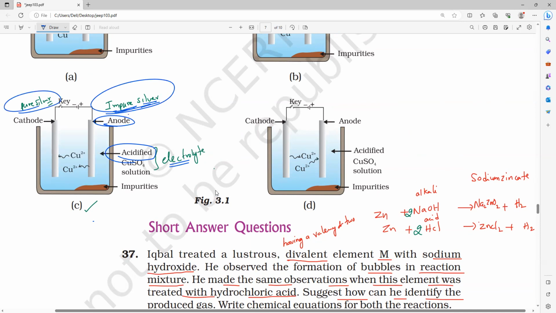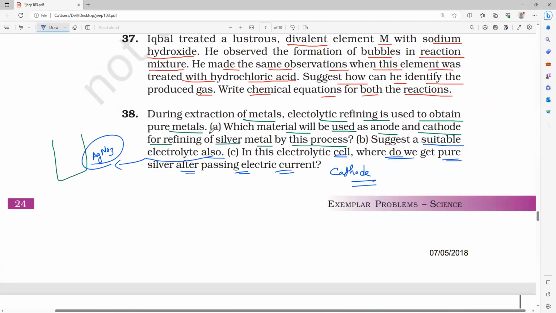So the electrolysis process is taking place. The electrolyte is acidified: we add some acid, H2SO4, to the particular aqueous solution. Copper extraction, copper sulfate. Silver extraction, silver nitrate. That particular solution we have to make. That is the electrolyte. That's all you have to remember. So, the question: which material will be used as anode and cathode? Impure material will be used for the anode, and pure silver metal is used as the cathode. That's all it is. Everybody clear? All of you?